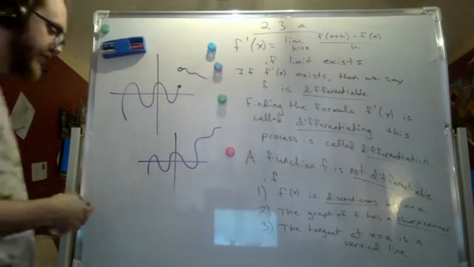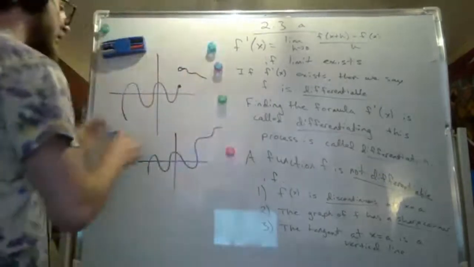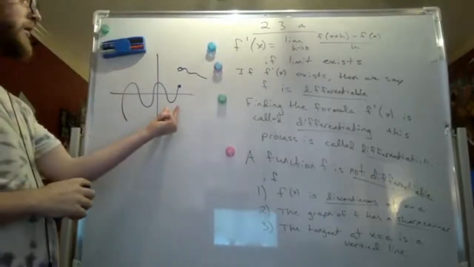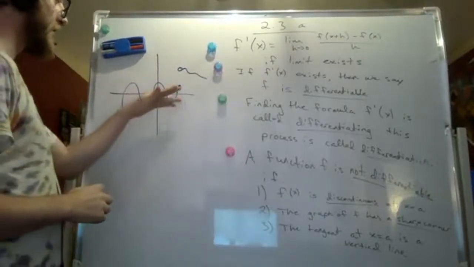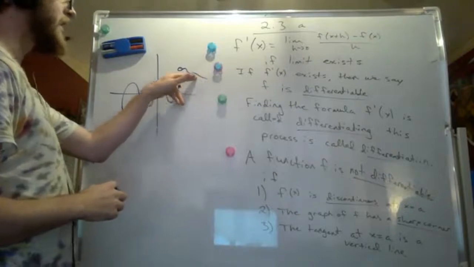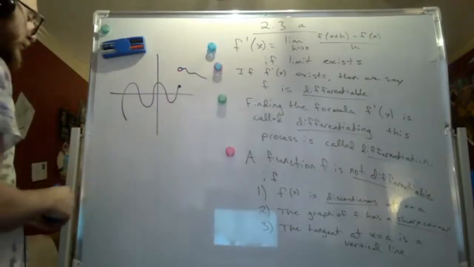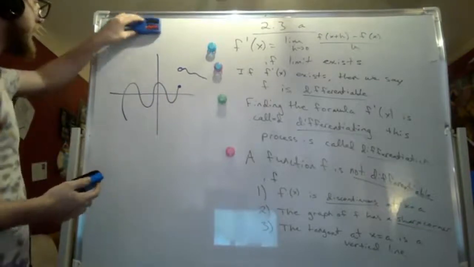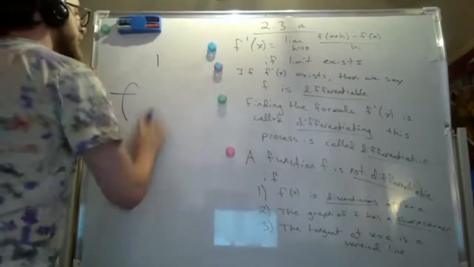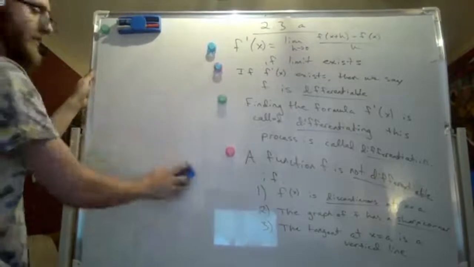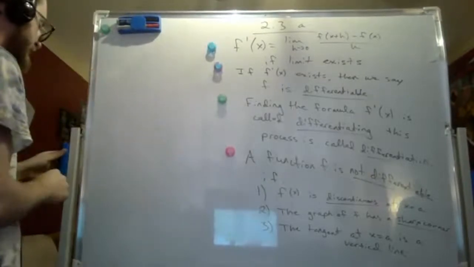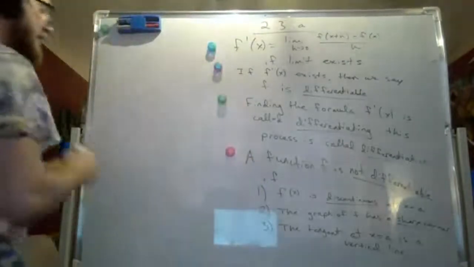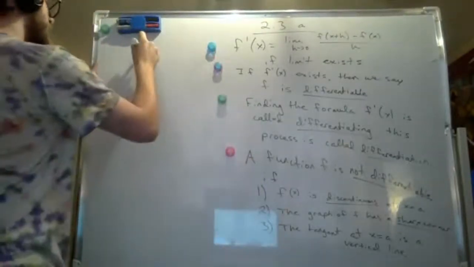Other examples of discontinuity: this is an example where from the left side, the limit is coming to this point, but from the right side, it's going to a completely different point. So the left and right don't even agree. However, it's entirely possible to have an example where the left and right do agree, they do come to the same point together, but the function is still discontinuous.